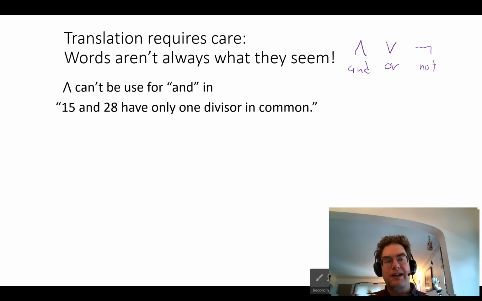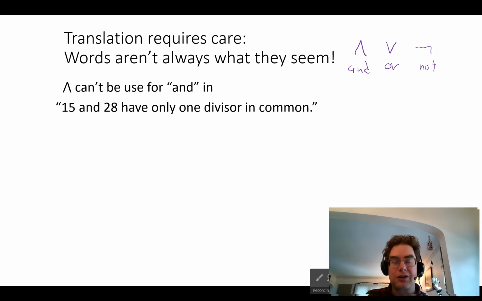All right, well, you say, I can split that up. But what would the split up be? 15 has only one divisor in common? In common with what? That doesn't make sense. You need two numbers to talk about their common divisors. So this sentence actually cannot be broken down any further, which means it is a simple sentence. And by definition, that says it has no connectives. So the and in this sentence is not a connective because it's not being used to combine two simpler sentences. There are no simpler sentences here.